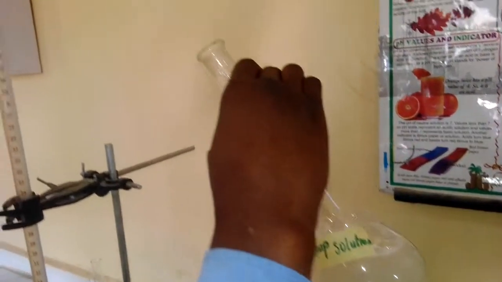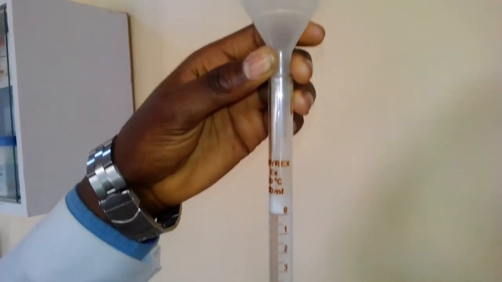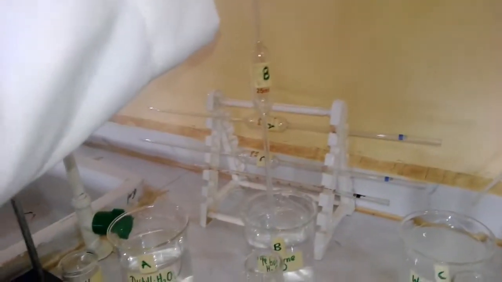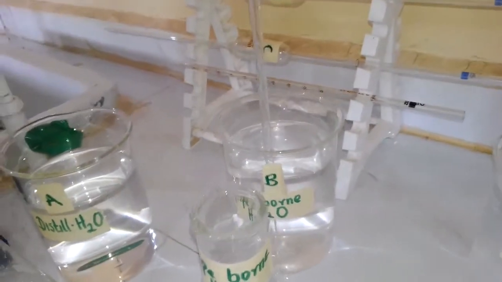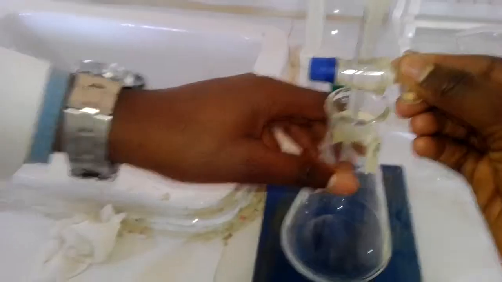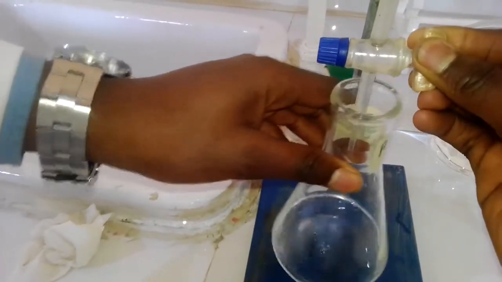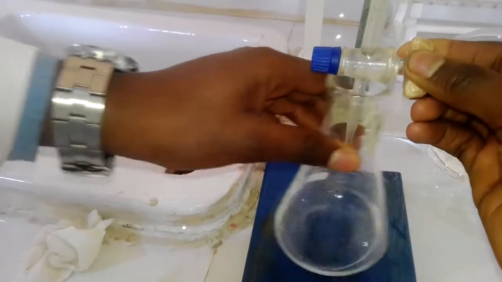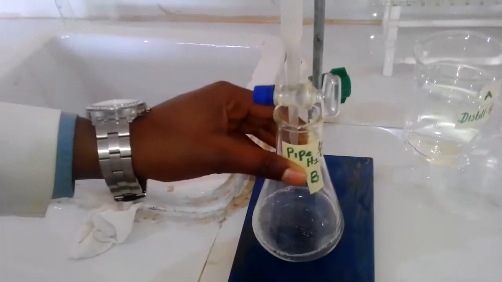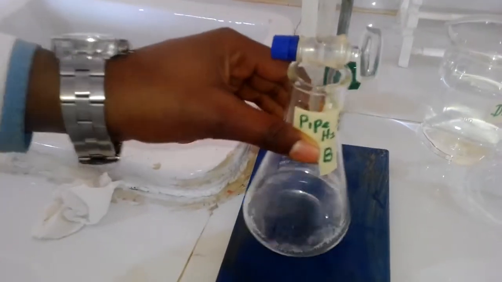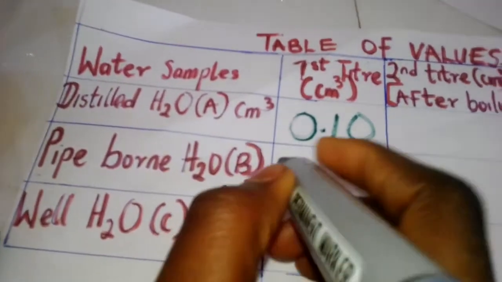Now refill the burette again with the soap solution to reach the 0 marked point of the burette. Now pipette 25 ml of the pipe-borne water into the conical flask. Titrate the pipe-borne water with our soap solution. Here, exactly 2.4 ml of the soap solution. Put your value in your table.